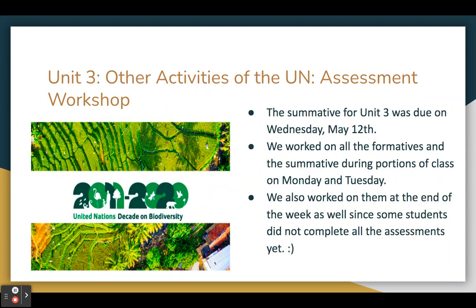Throughout the week, we used the first half of each class to begin scratching the surface for the Unit 4 work, and we were also wrapping up Unit 3, other activities of the UN, with an assessment workshop. The summative for Unit 3 was due on Wednesday, May 12th. We worked on all the formatives and the summative during those portions of class on Monday and Tuesday. We also worked on it at the end of the week as well, since some students did not complete all those assignments yet.